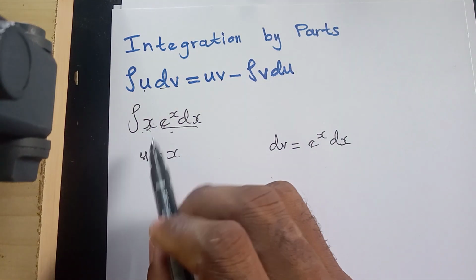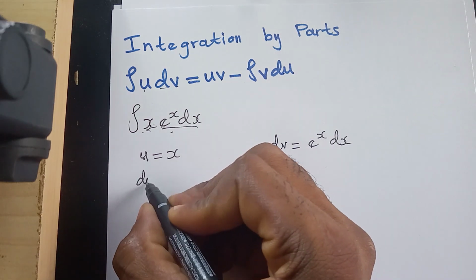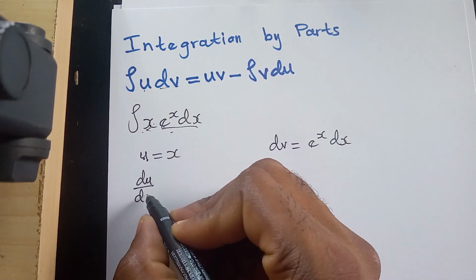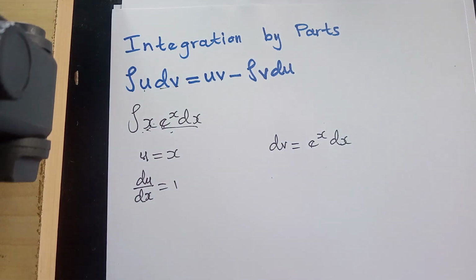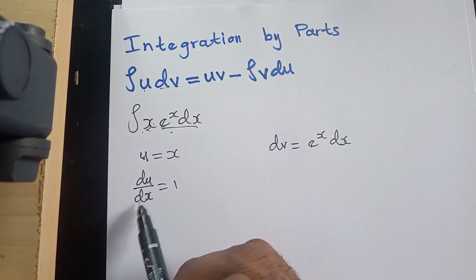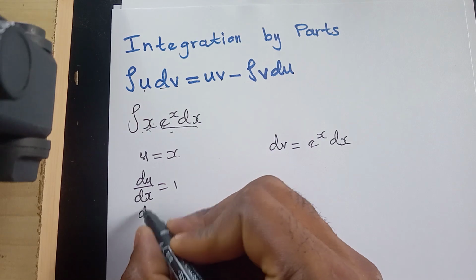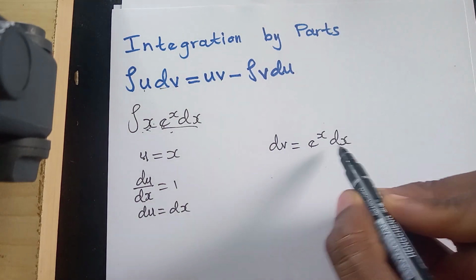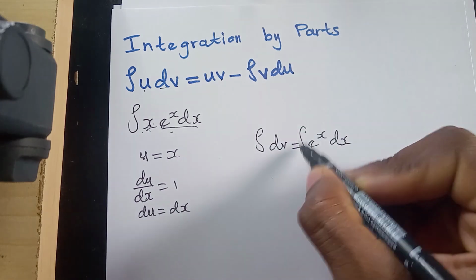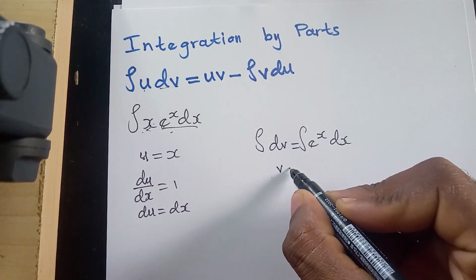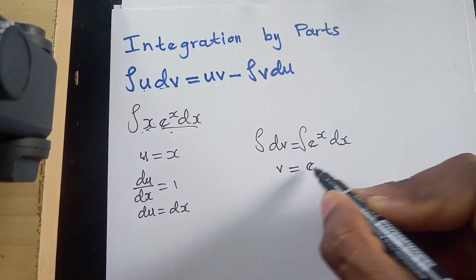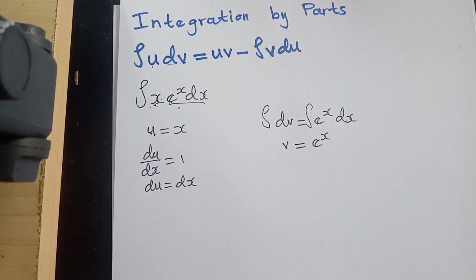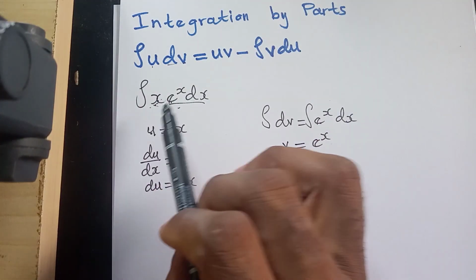So from here, I can get my du by differentiating both sides. When I differentiate this with respect to x, I'll have du/dx, which is equal to 1. But we don't normally write it like this. We cross multiply and say du is equal to dx. And then from here, I can integrate both sides and say v is equal to, when you integrate this, you still get e to the power x. You don't need the c at this stage. So now we have everything we need to integrate this.